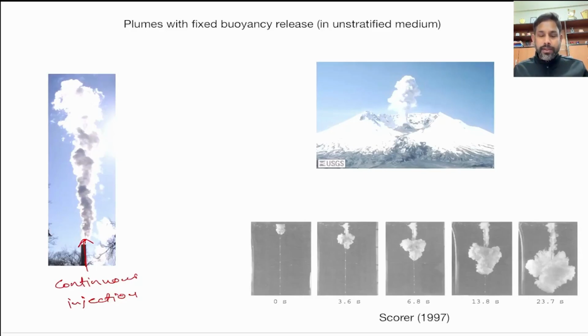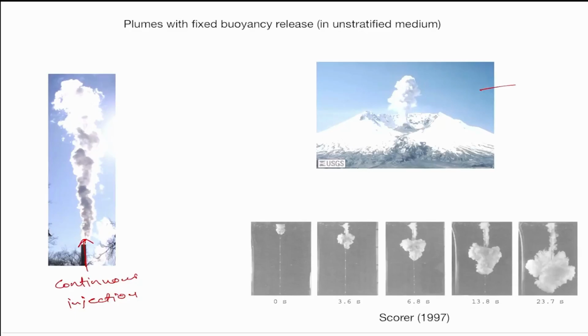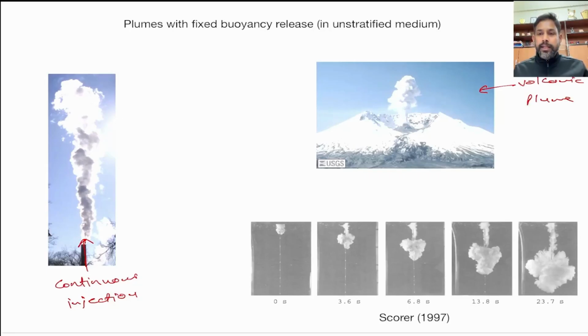which continues rising upward or downward in case of a dense plume, right? But there are cases, for example, here is a volcanic plume, right, which may not be getting released continuously. So it may be just one fixed volume of buoyant fluid that has got released, and now it will rise up in form of plume, right?